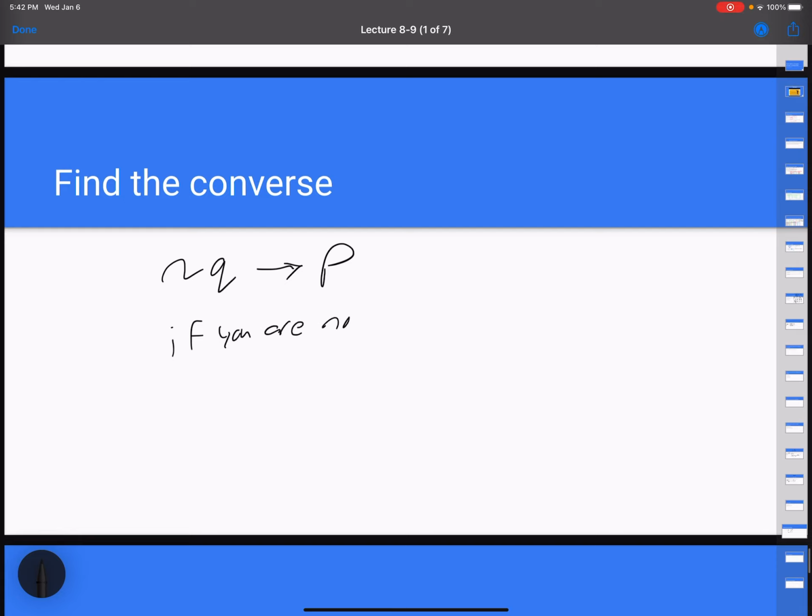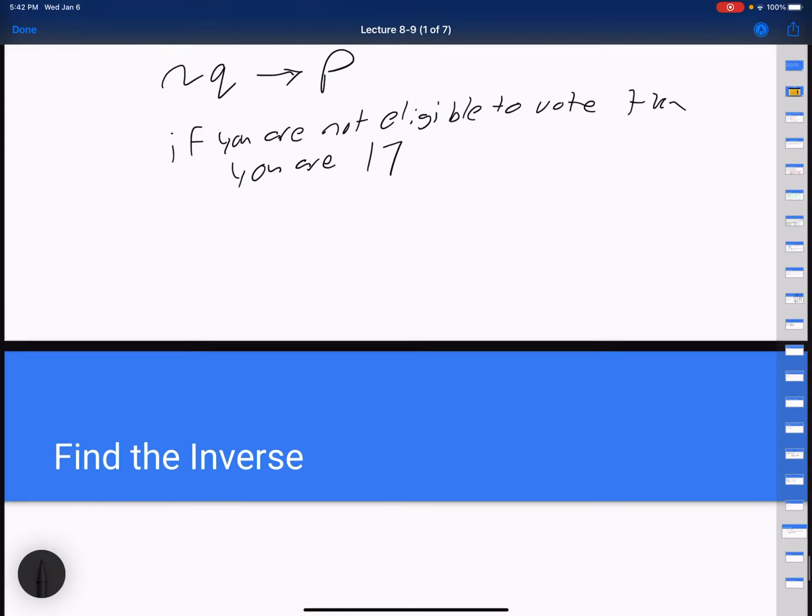If you are not eligible to vote, then you are 17. And we see from our previous examples, the converse here is not true. If you're not eligible to vote, then you are 17 is not a fully correct sentence. You could be 17, but you could also be 16 or 12 or 4. You could have any age under 18 and still not be eligible to vote.